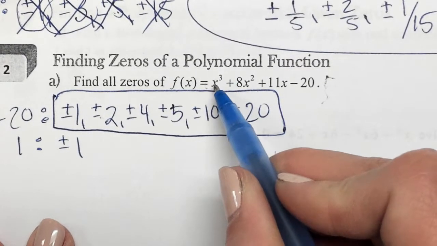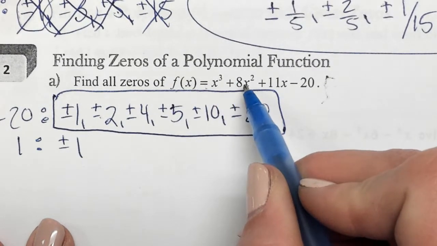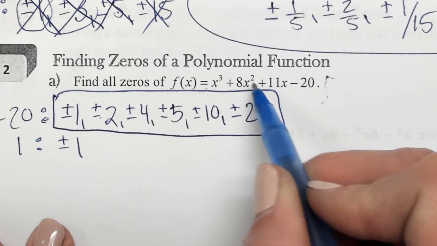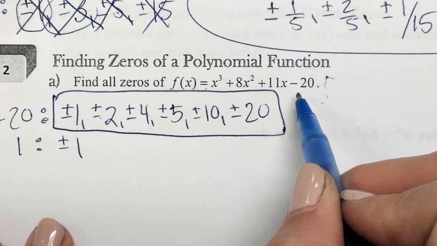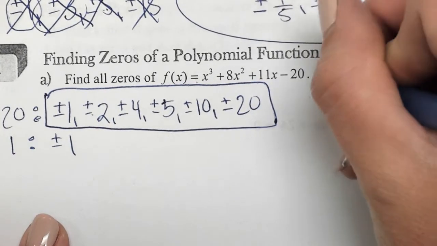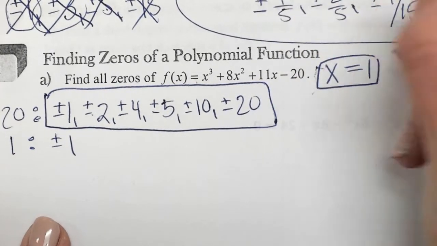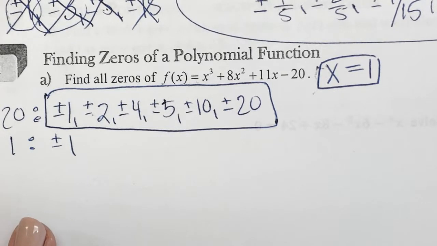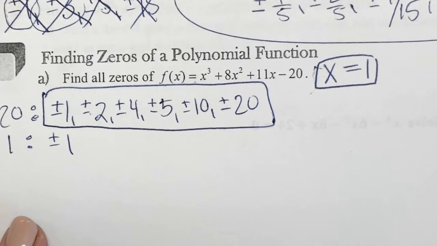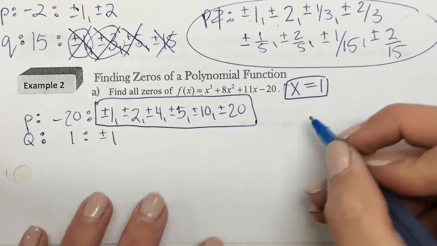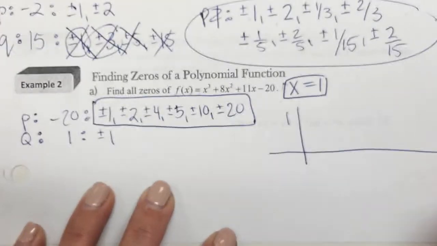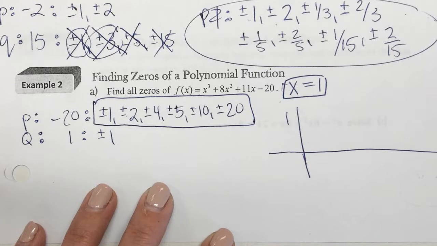1 cubed is what? 1. Plus 8 is 9. Plus 11, 20. And then minus 20? 0. Good. So 1, you can put x equals 1. That's one of your zeros. We just have 2 more to find. Now that we know that 1 goes into it, do synthetic with that number, with 1, for this problem. And you'll see why in a second.